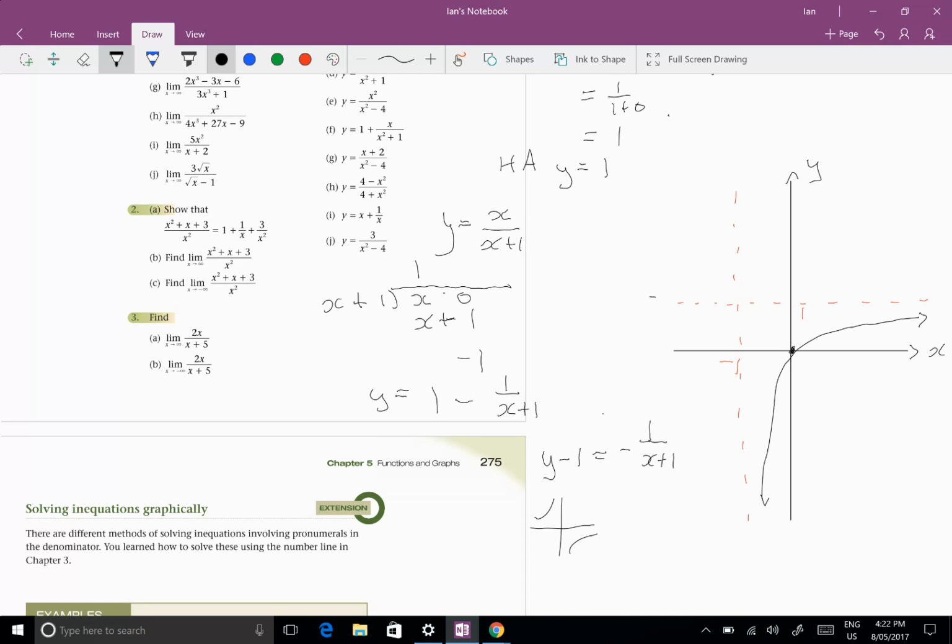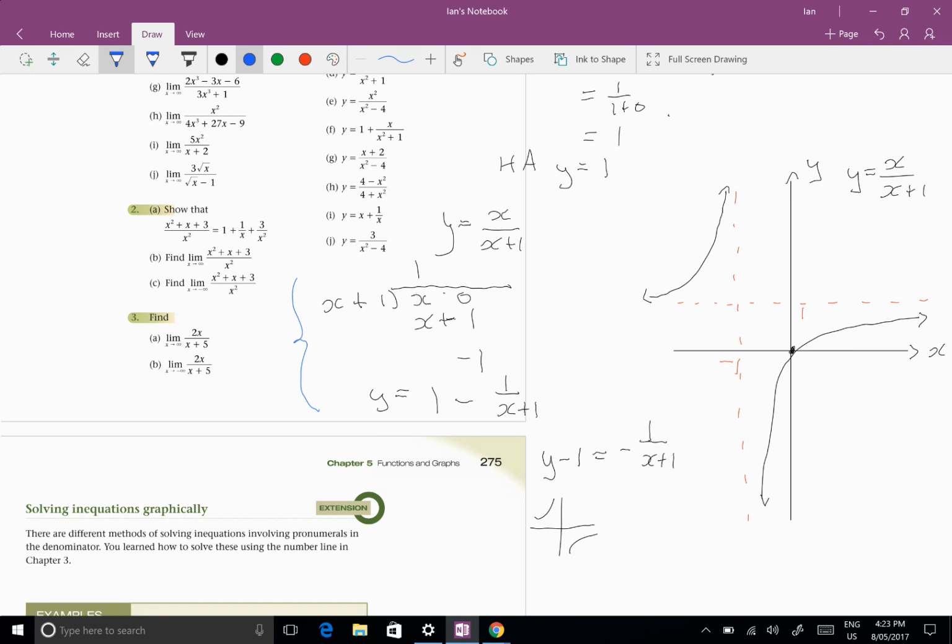I've got these two bits. And there's the graph of y equals x on x plus 1. Knowing this little bit over here, how to do that, saved me a lot of time. I could have plotted points.